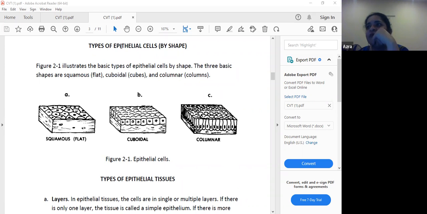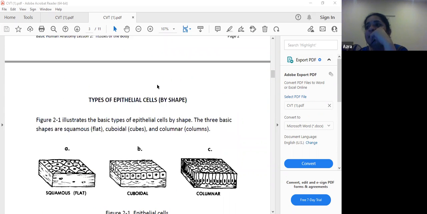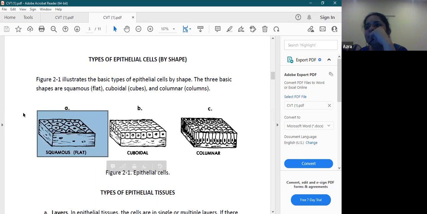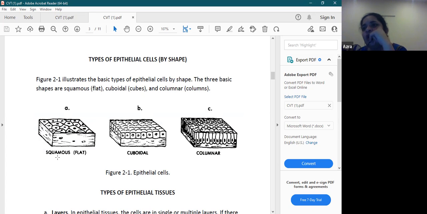Now, next is the types of epithelial cells. This is the epithelial tissue, okay? Now, cells. By shape, there are different types. Now, 3 basic shapes. Squamous shape. Look at this. This is the squamous shape, meaning flat. Look at this side, which one is highlighted? This is flat, so this is called squamous.